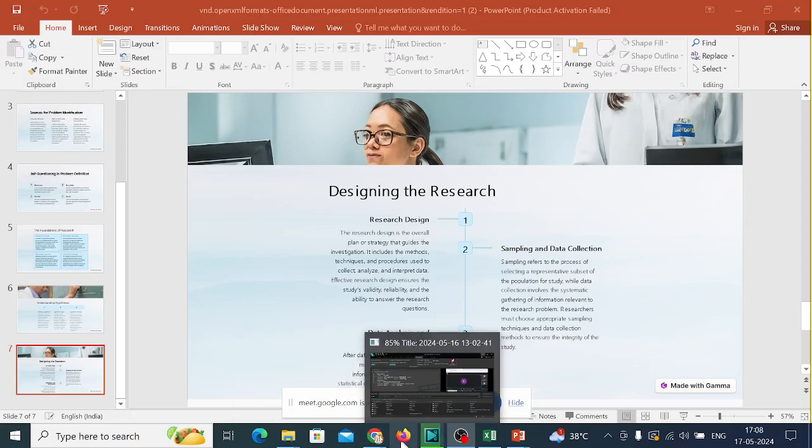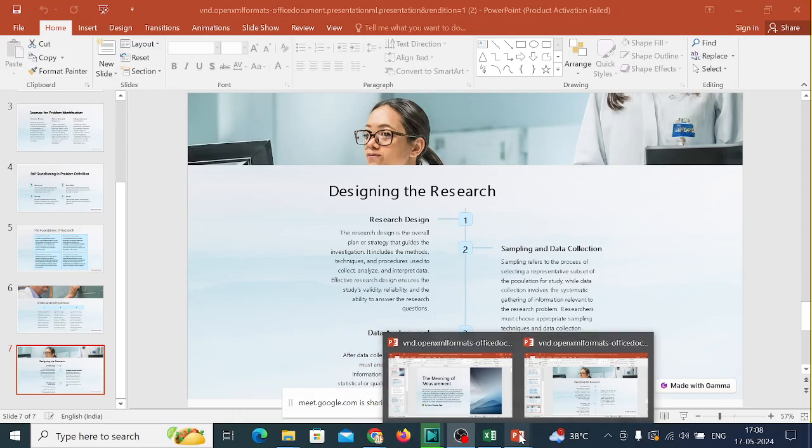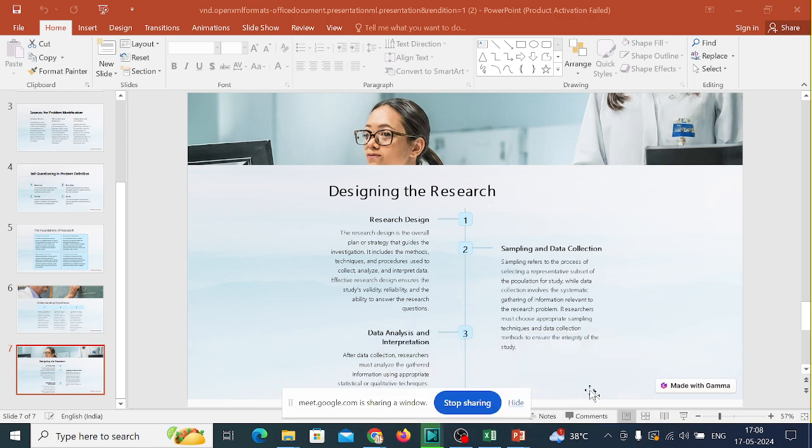Yes, designing the research. This is our next topic, how to design your research. First of all, research design comprises three important steps. Number one is research design. Number two is sampling and data collection. Number three is data analysis and interpretation. These are the three important steps, or you can say the three important processes of doing research.